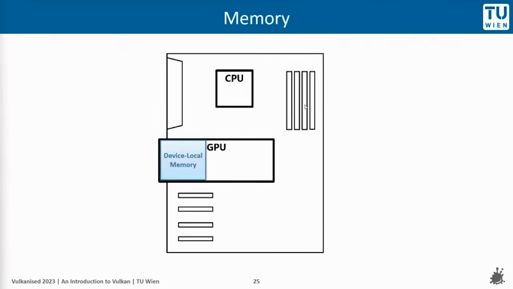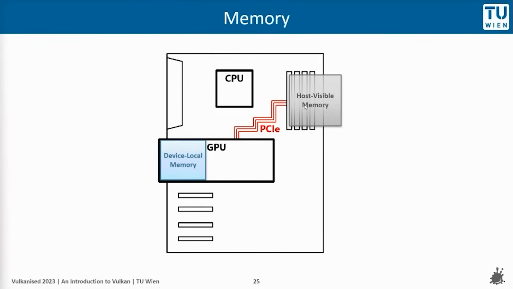If you have a dedicated GPU, that GPU will have its own memory. We call this memory the device local memory because it's local on the GPU, on the device. And the main memory of your computer, that is the host visible memory, because it's also visible on the host side, so on the CPU side. The GPU can access both types of memory, namely through PCI Express on a typically modern computer.